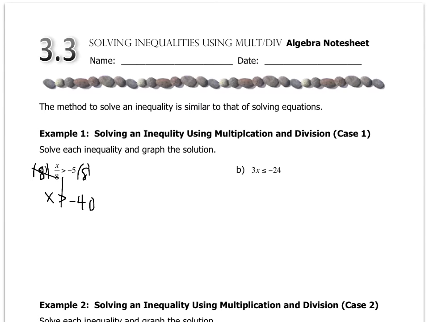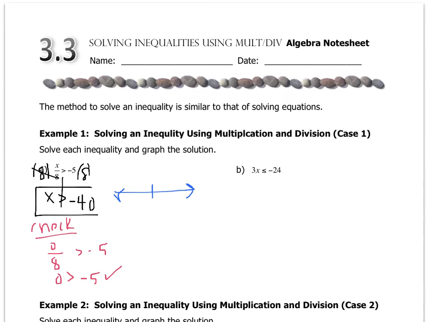So I check. I can check 0. That's my favorite check number. 0 over 8 is greater than negative 5. 0 is greater than negative 5, so that checks. And I have to graph it. I will put negative 40 in the middle because that was my solution. Negative 39, negative 41. Open circle, going to the right.